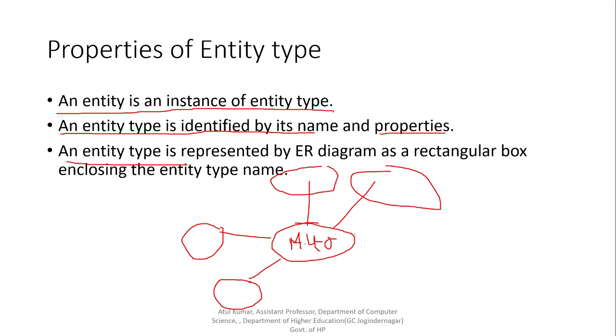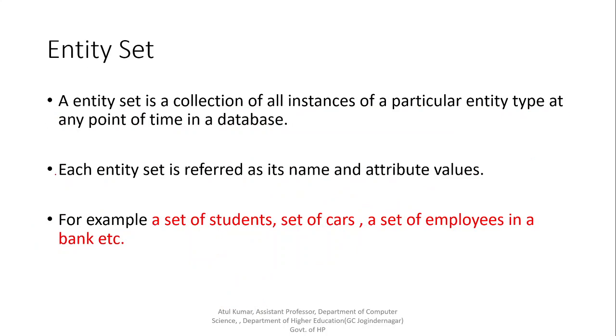So the entity type is represented in an ER diagram as a rectangular box enclosing the entity name. In an ER diagram, the entities are always represented with the help of a rectangular box. So if you see a rectangular box in an ER diagram, that is the representation of an entity type. An entity set is a collection of all the instances of a particular entity type at any point of time in the database.